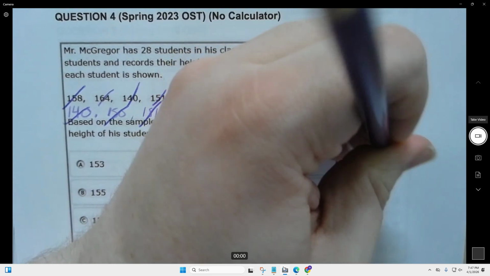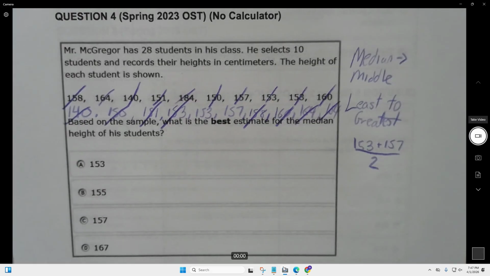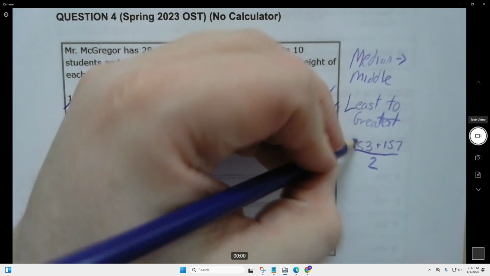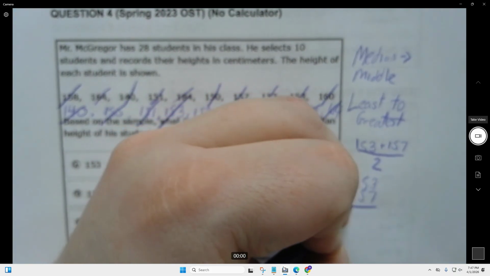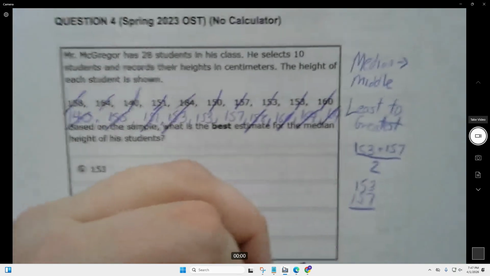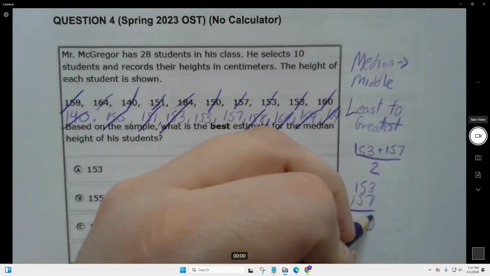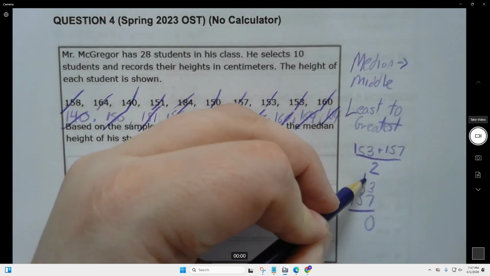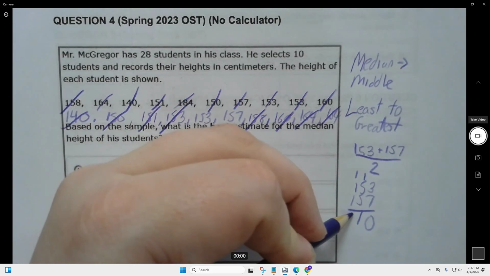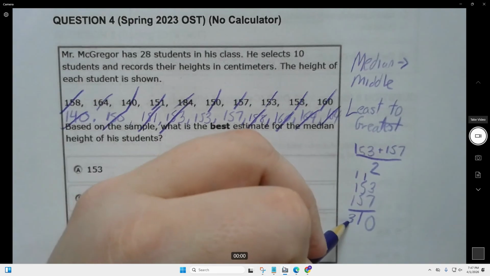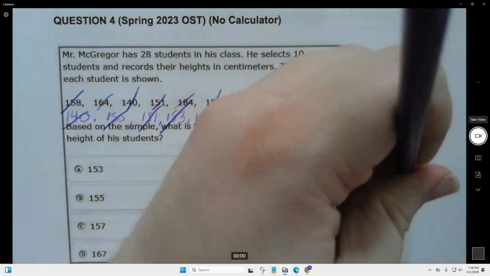153 plus 157 divided by 2. No calculator allowed, that's fine. 153 plus 157 would be, I'm going to focus, 3 plus 7 is 10, carry the 1. 5 plus 5 is 10, plus 1 is 11, carry the 1 again. 310. Then we have to divide 310 by 2.